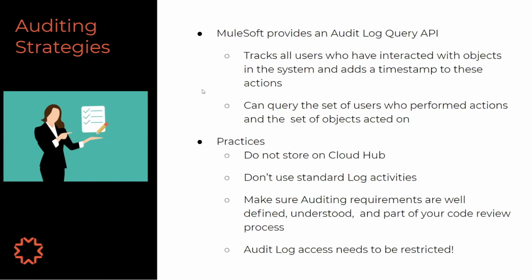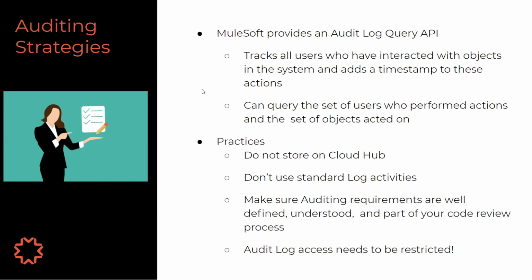Another practice that I've seen is that companies will develop their own API that will be leveraged by the other applications. That's obviously done asynchronously to put audit information in there. So either way will work, just develop a practice. Don't store your audit logs on CloudHub, and don't use your standard log activities for audit logs. Make sure they're a little bit separate.